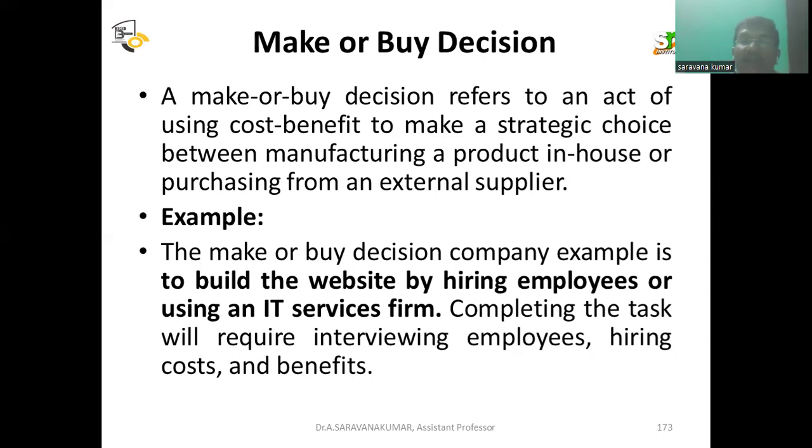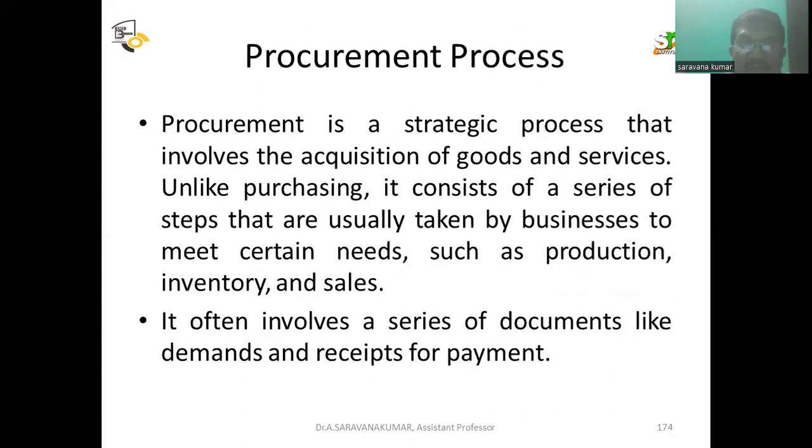For example, I'm running a company and I'm going to prepare a new design of the website. In our organization itself, some of the employees are well versed in the IT field. If I hand it over to that particular employee, the cost will be reduced. Otherwise, I'm going to outsource: I'm going to hire one employee and give the salary to prepare the website. So that is a make or buy decision.